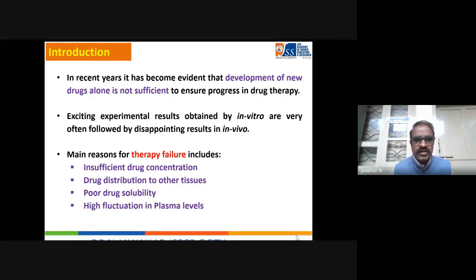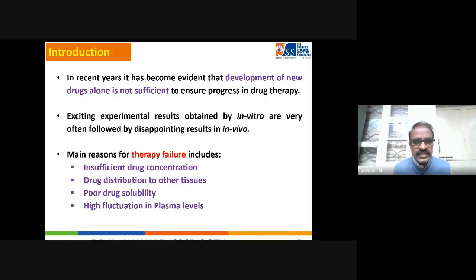You all know that. The main reason for such incidents is therapy failure. The reason for therapy failures is insufficient drug concentration. Though it shows very good binding efficacy or activity at the in vitro level, when it comes to clinical trials, it will not show that much progress in efficacy.